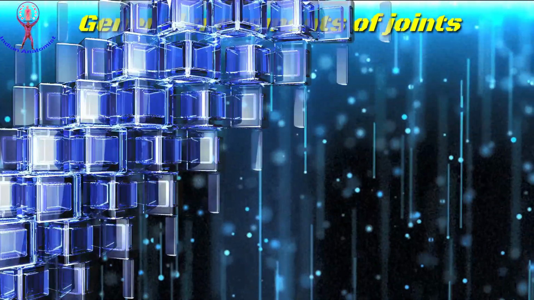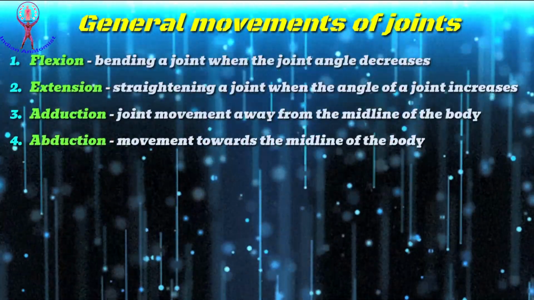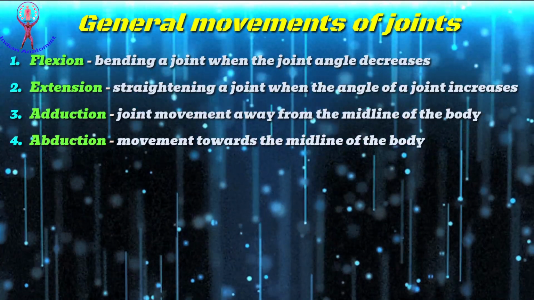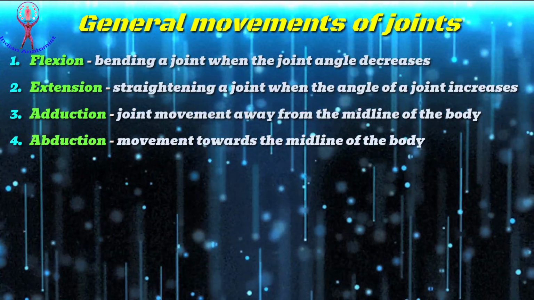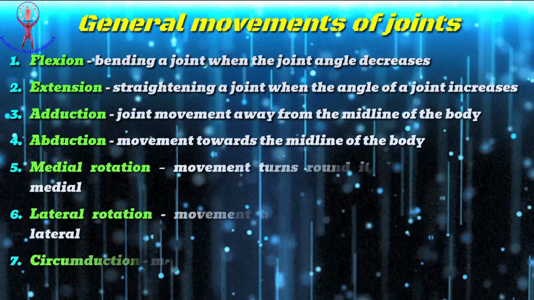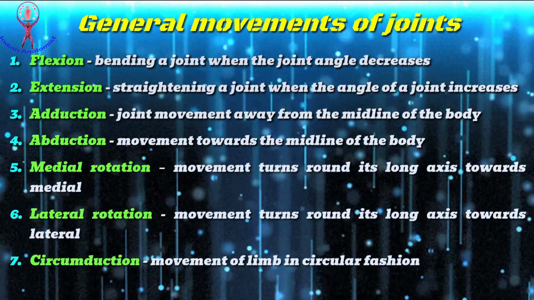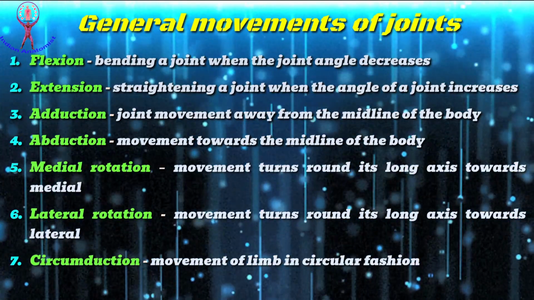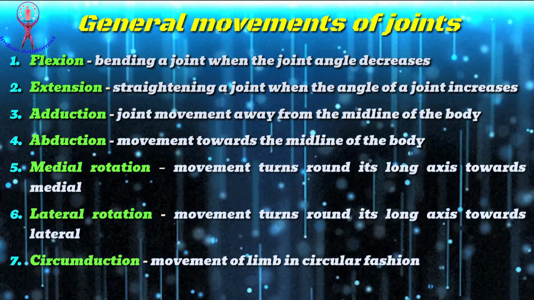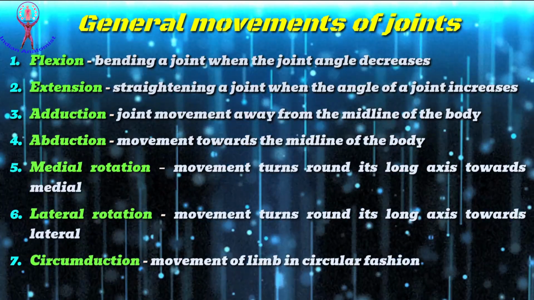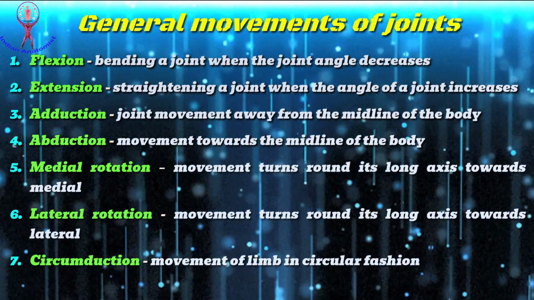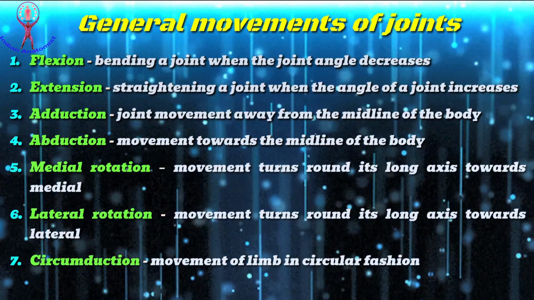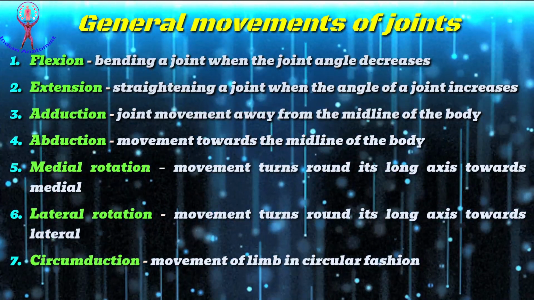They include 1. Flexion, 2. Extension, 3. Adduction, 4. Abduction, 5. Medial rotation, 6. Lateral rotation, and 7 is circumduction. For the entire explanation about these joint movements, please see my video regarding general movements in anatomy. The link is given in the description box and here too.